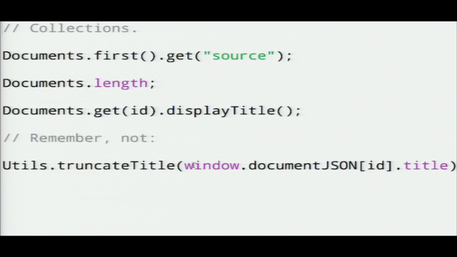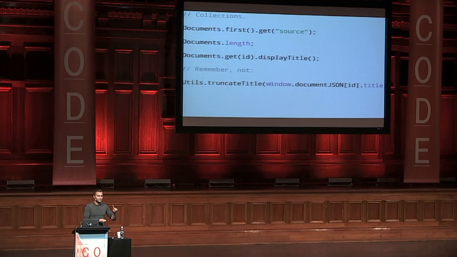So a model you can think of as basically a row in your database, it's one item. It doesn't necessarily have to be a row in your database. You can map it arbitrarily, but that's sort of the default. A collection is like a view into a table. It is a list of models that all share common features that you can work with. So you can say, I've got a list of documents on this page. That's a collection of documents. Give me the first one, get the source from it. How many do I have? What's the number of documents in this collection? Look up a particular one by ID, or look it up by a different criterion and get its display title.